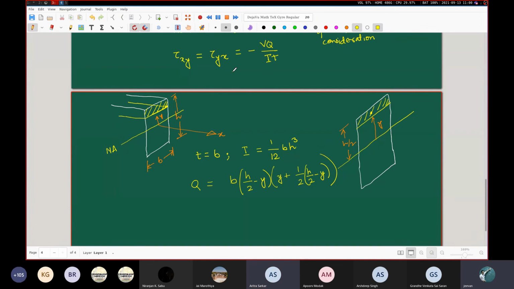Sir, for this, can't we directly integrate from y to h by 2, putting the limits? I will come to that. In certain types of cross sections, you might actually have to do that integration manually. This kind of simple calculation will not be possible.